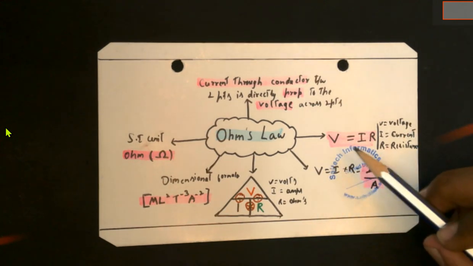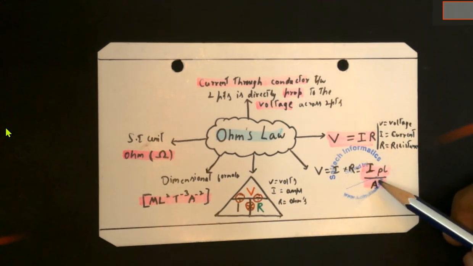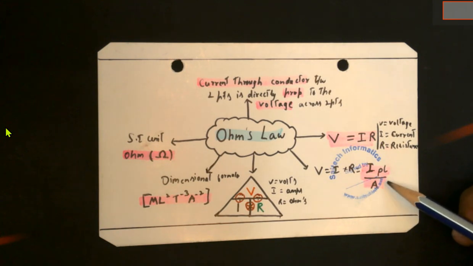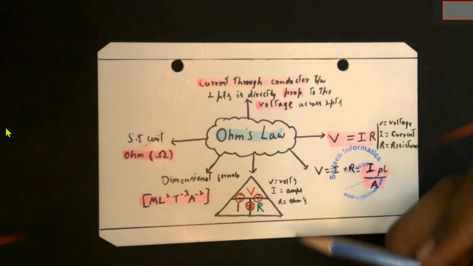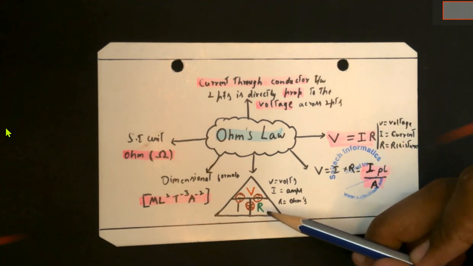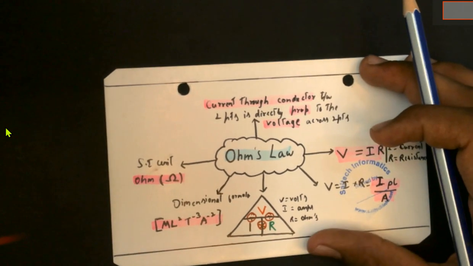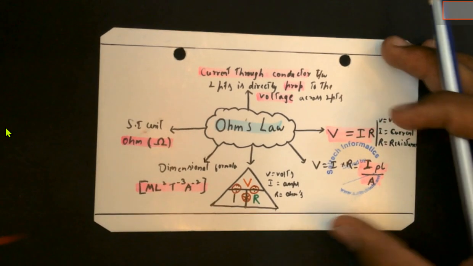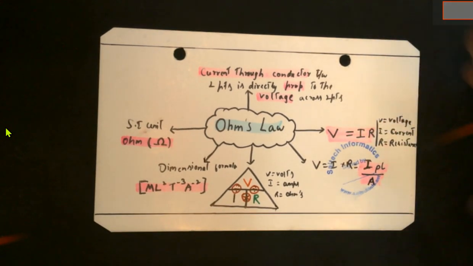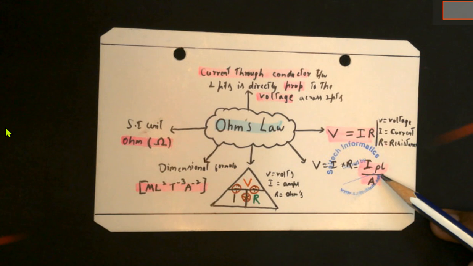There is another formula for V, which is equal to I rho L divided by A. We will derive this formula soon. Then we will look at the Ohm's law triangle. This triangle is used to rearrange the formula. What is rho? Rho is the resistivity. Very good.